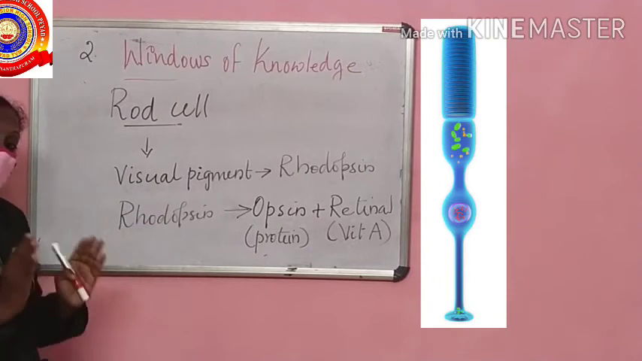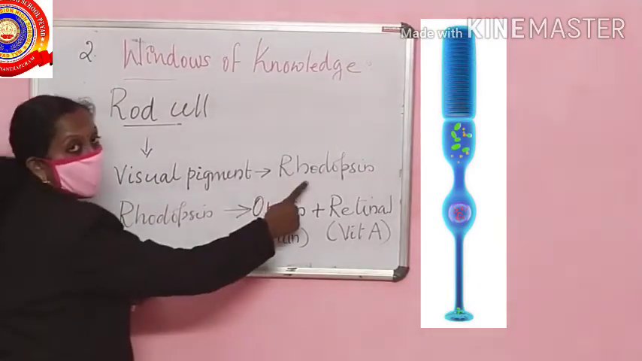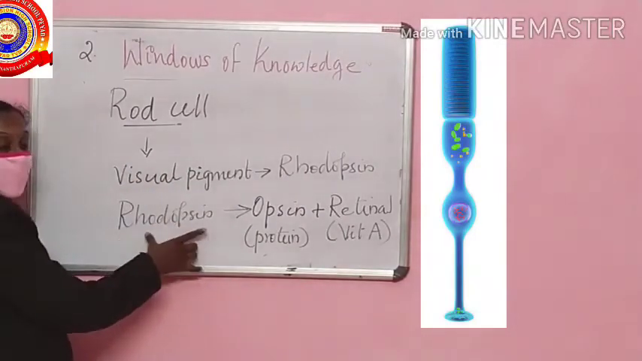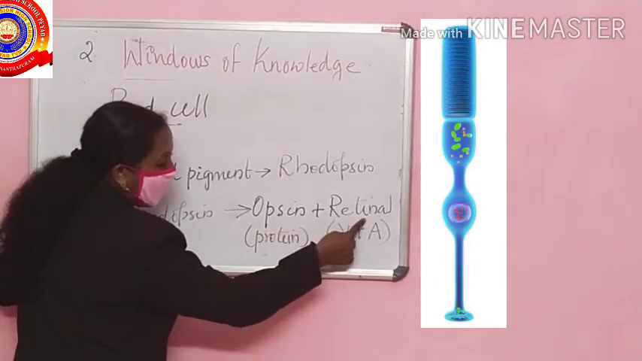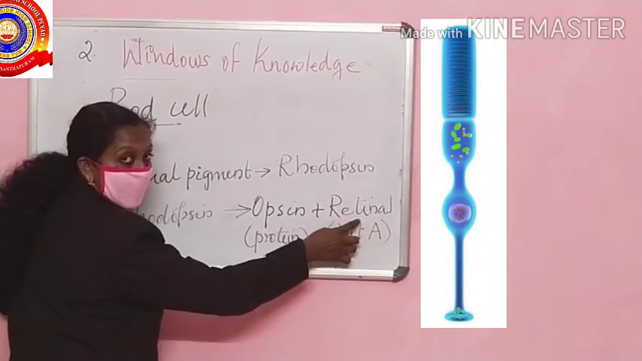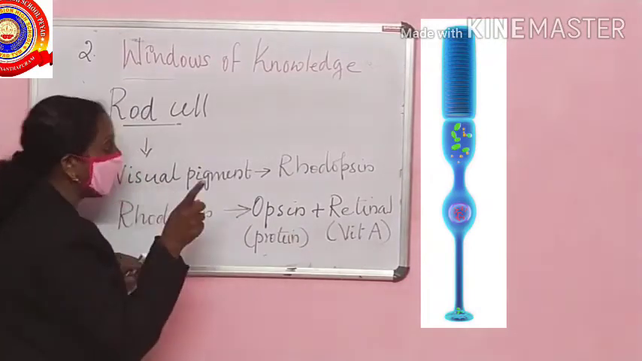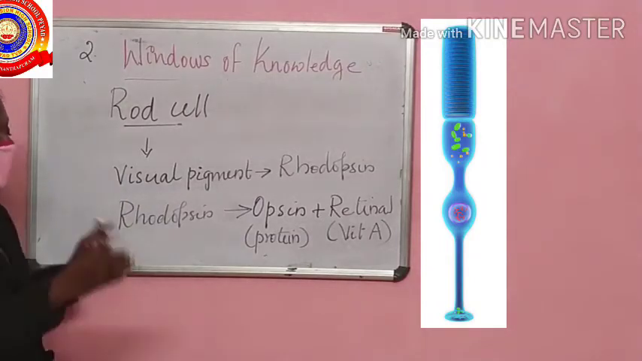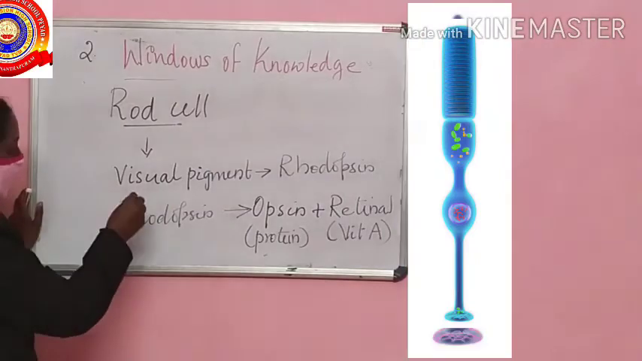The rod cells contain the visual pigment called rhodopsin. This pigment is formed from a protein named opsin and retinal, where the retinal is a derivative of vitamin A. The peculiarity of rod cells is that objects can be seen in dim light. These cells cannot detect color.